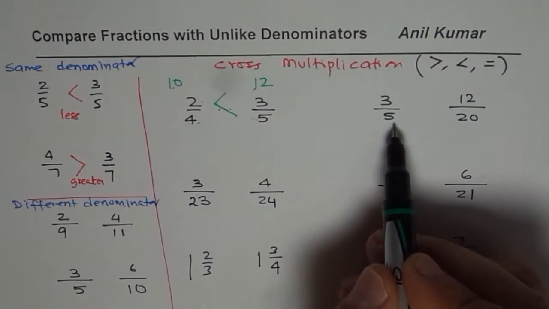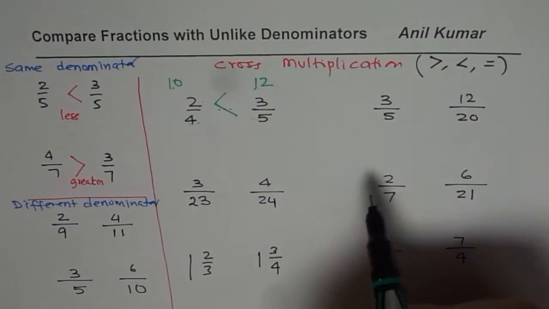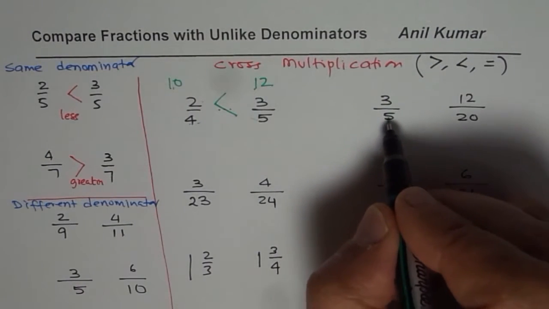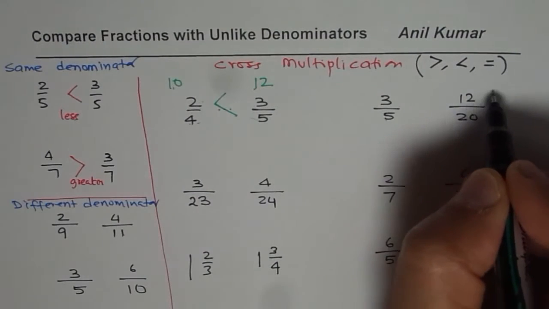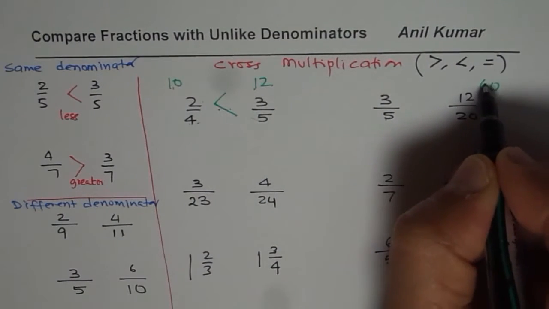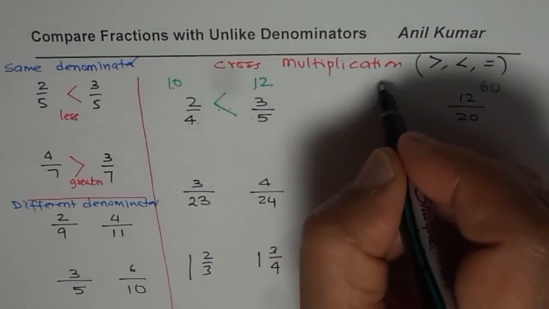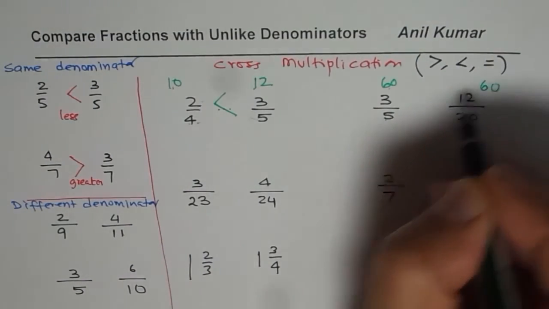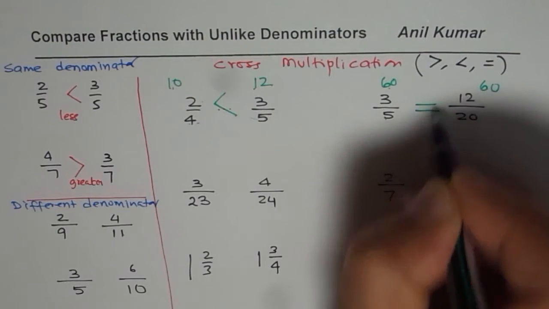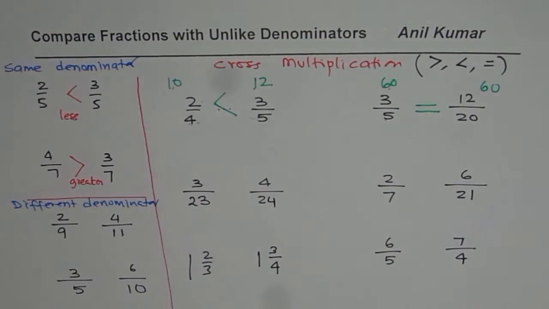Now let's do it again. 5 times 12: 5 times 2 is 10 and then 60. And 3 times 20: 3 times 2 is 6 and 0, 60. They're exactly the same, so we'll put equal to here. That is how we compare fractions with unlike denominators.